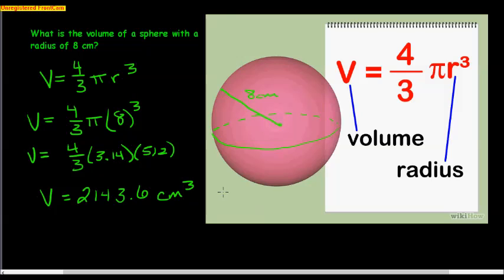Now, these examples just plugged in over here. We will do some in class that will ask you to plug in for volume and solve for radius or solve for height, okay? So we'll work on those together if you need help doing that. All right, so hopefully that was quick and easy.